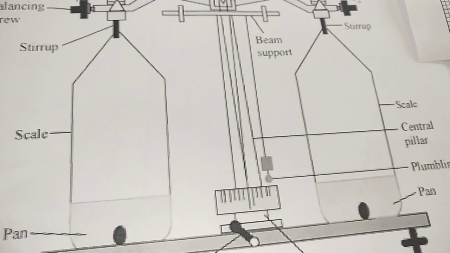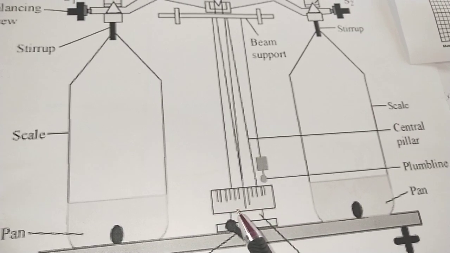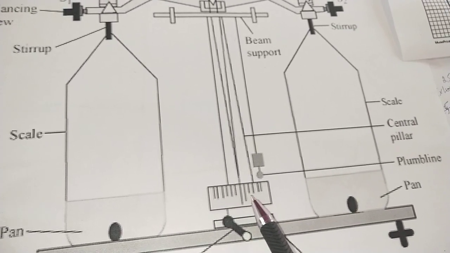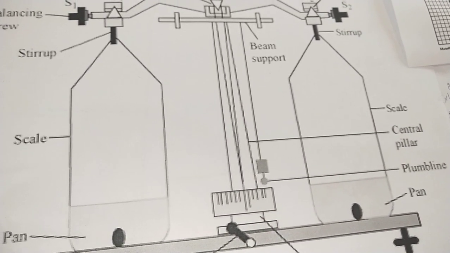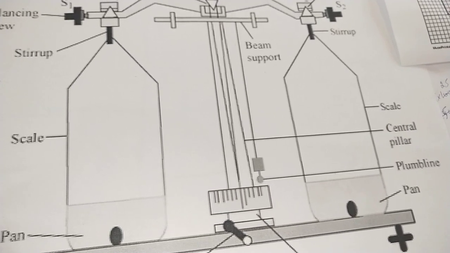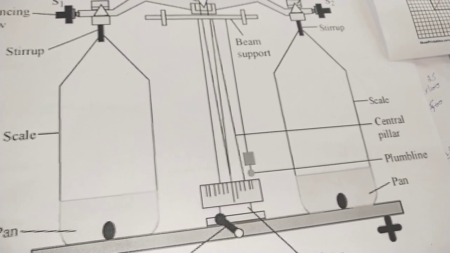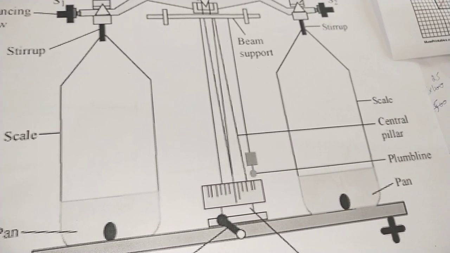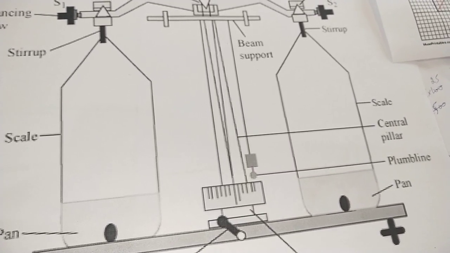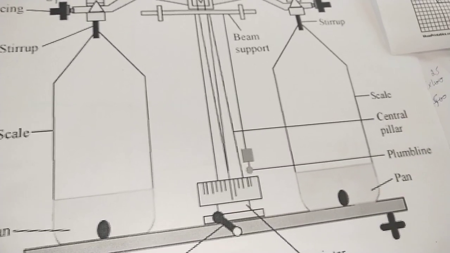As soon as it comes, it might oscillate for a second and then come up, but ultimately it has to come to the point 0. If the pointer swings in one direction more than the other, then you will have to adjust the balancing screws so that it swings equally on either side of the 0 mark.